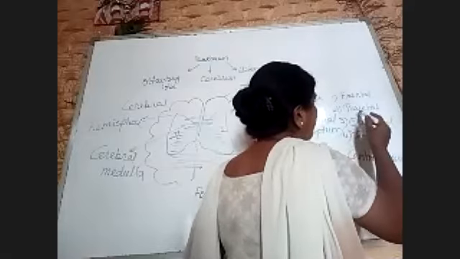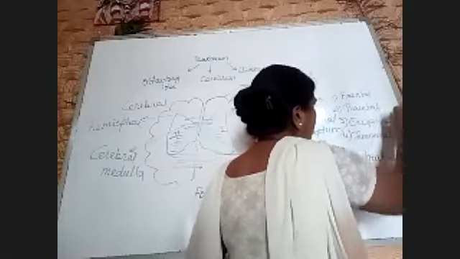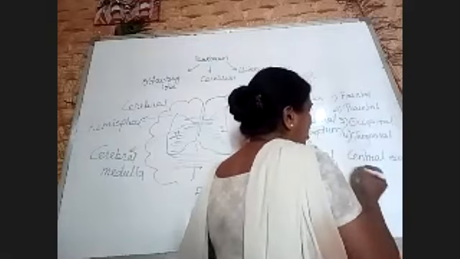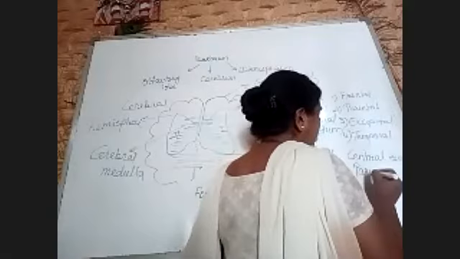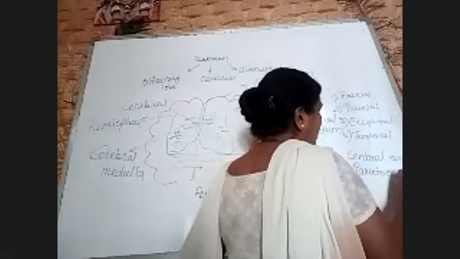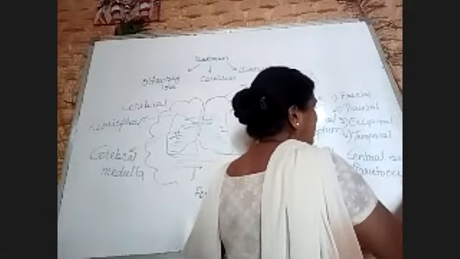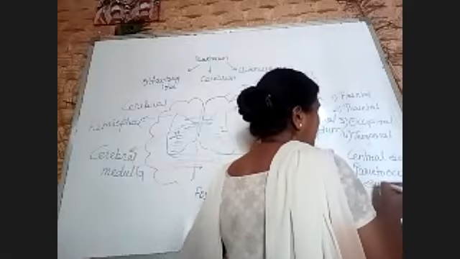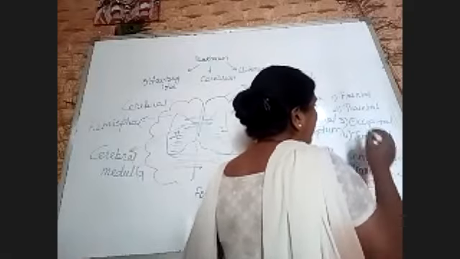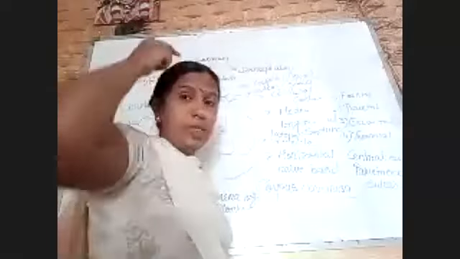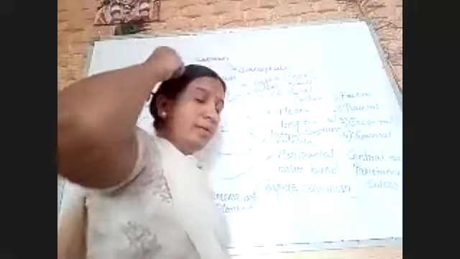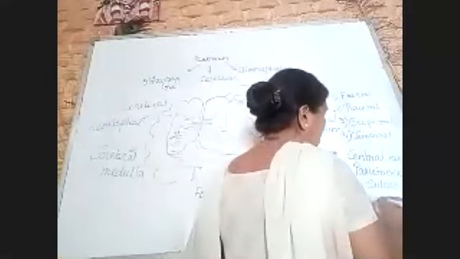Then the sulcus present between the parietal and occipital, that is the parieto-occipital sulcus. After that, the sulcus which is present between the parietal and the temporal, that is the lateral sulcus.